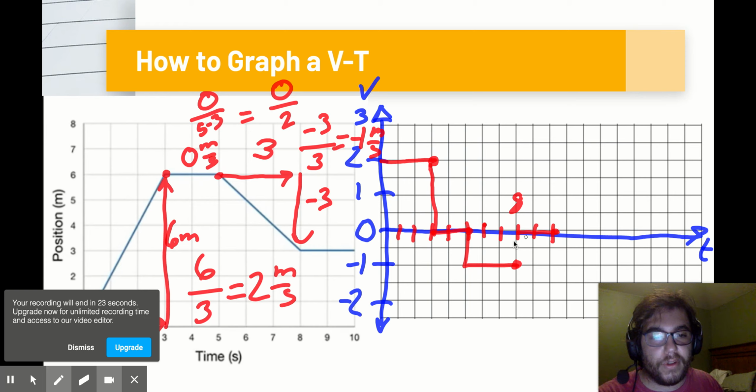And our graph will look like this for our VT graph, right? Oh, I didn't mean to put an arrow there. But this is all you really have to do. It's pretty straightforward. Just make sure that when a slope change happens, you're only calculating the slope for those regions of time. You're not trying to do the overall time. Cool.